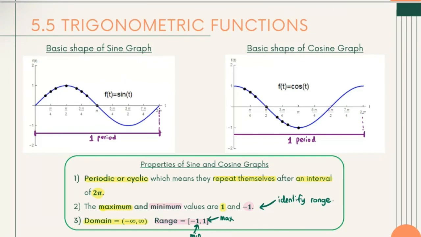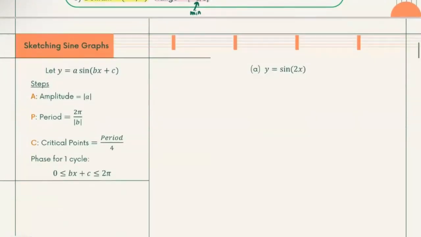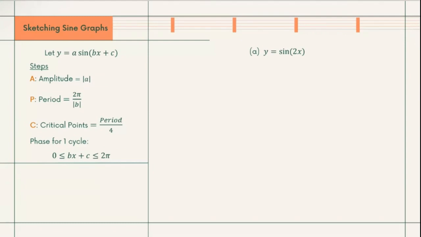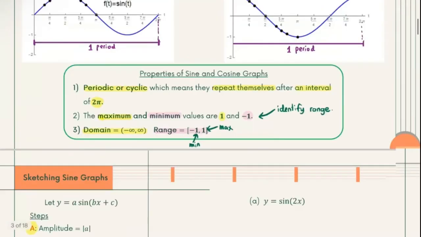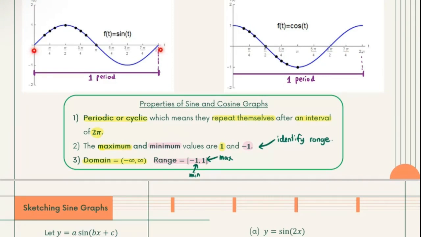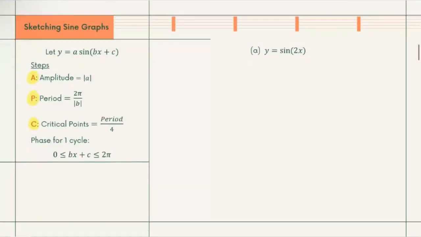Okay, next. We are going to look at the sketching of our graph. Okay, untuk graph sine, saya menggunakan APC, step APC. APC ni apa? APC ini A adalah untuk identifying the amplitude, P untuk period, and C adalah untuk critical points. Okay. So, and then kita akan cari phase for one cycle. Phase for one cycle ni maksudnya kita akan lukis inilah daripada sini sampai sini sahaja. So kita kena identify dia punya domain untuk one cycle dia berapa. Okay. So saya bagi contoh untuk graph sine of 2x.